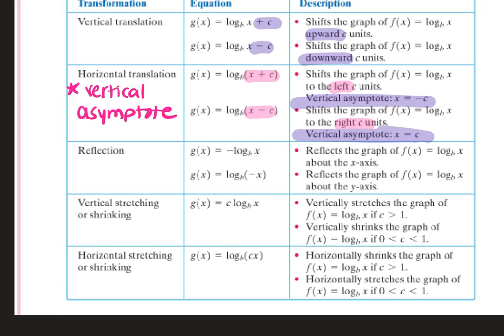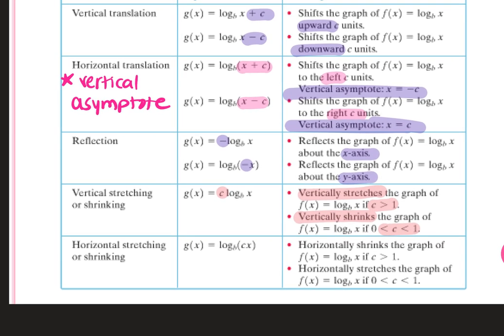If there's a negative on the front, it flips it over the x-axis. If there's a negative inside, it flips it over the y-axis. If there's a scalar multiple on the front, bigger than 1, it stretches it vertically. In between 0 and 1, it vertically shrinks it or compresses it. And if the scalar multiple is inside the parentheses and it's bigger than 1, it's a horizontal shrink. And if it's in between 0 and 1, it's a horizontal stretch. Again, the thing you have to pay attention to the most is your horizontal translation, because that impacts where your vertical asymptote goes. And then if you plug those same 3 numbers in that we've been plugging in, but we're going to plug in for the y, it will take care of the rest of this.